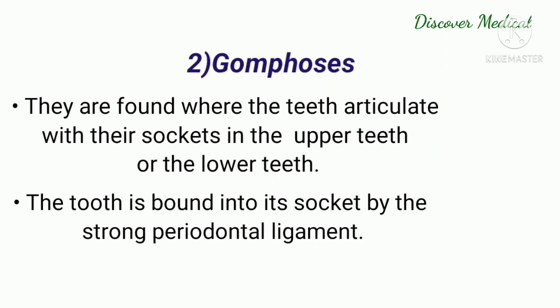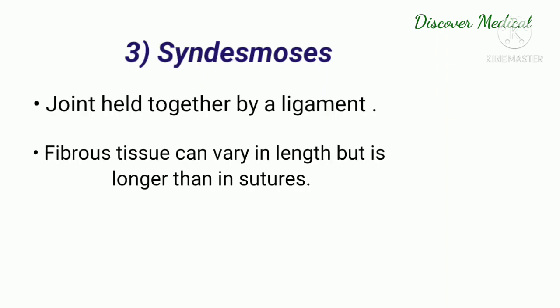Gomphosis. They are found where the teeth articulate with their sockets in the upper or lower teeth. The tooth is bound into its socket by the strong periodontal ligament. Syndesmosis. Joints held together by a ligament. Fibrous tissue can vary in length but is longer than in sutures.